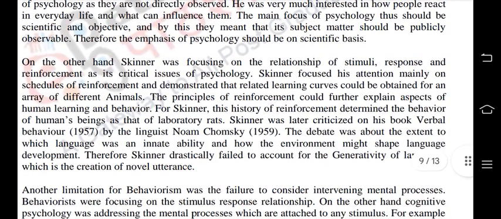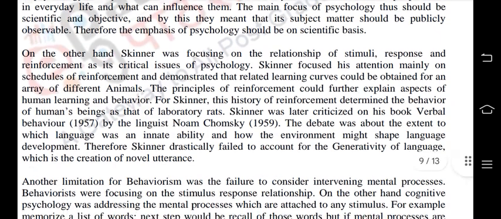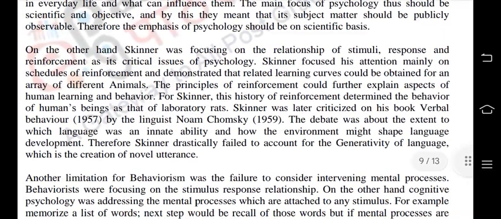On the other hand, Skinner was focusing on the relationship of stimuli, response, and reinforcement as the critical issues of psychology. Skinner focused his attention mainly on schedules of reinforcement and demonstrated that related learning curves could be obtained from an array of different animals. The principles of reinforcement could further explain aspects of human learning and behavior. For Skinner, this theory of reinforcement determined the behavior of human beings as that of laboratory rats.